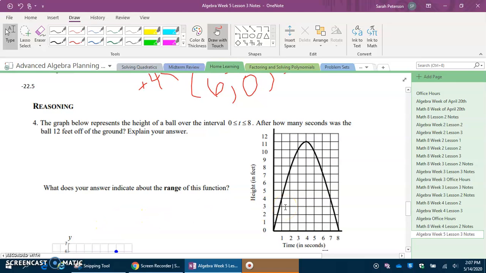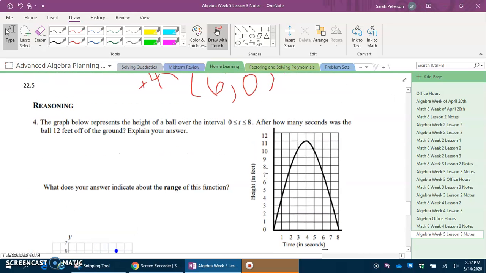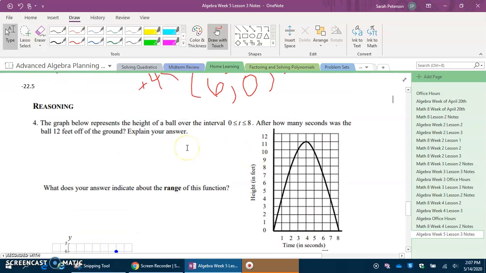Okay, so in this video, I'm just going to do one more reasoning question and then an example like you might see on your practice, and then some cool examples of domain and range. So this first example, it says the graph below represents the height of a ball over the interval between 0 and 8 seconds. After how many seconds was the ball 12 feet off the ground? Explain your answer.